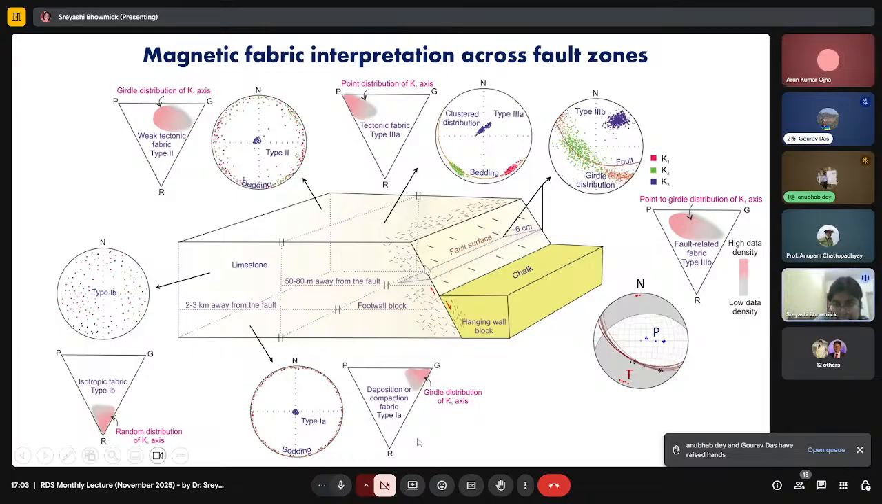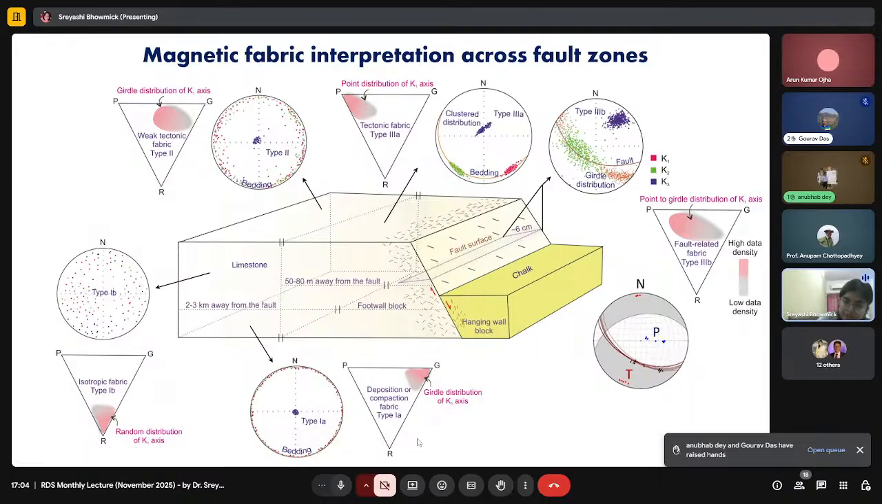This type of girdle is found at the fault surface, and in our case we could find it up to 10 centimeters within the fault zone. Now this is a general model, but if the strain field is very predominant, you can also see it up to 1 meter. So this is typically a fault-related deformation fabric.